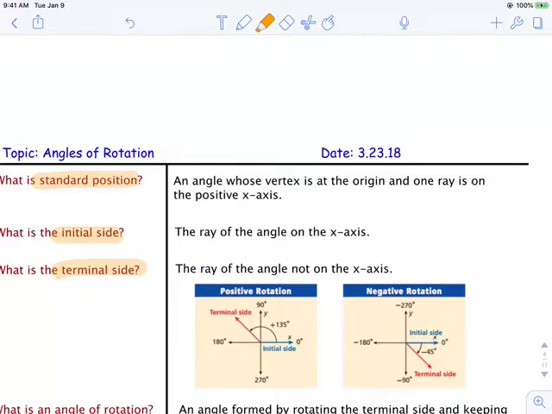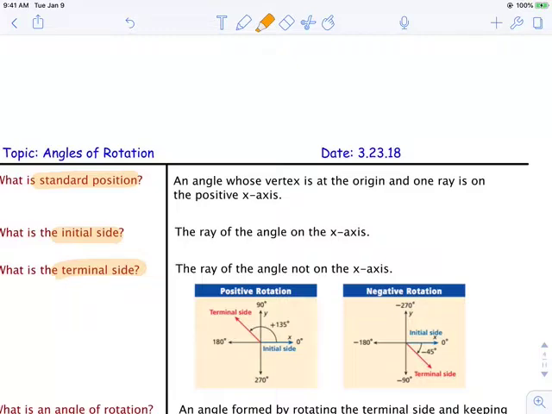Alright, so standard position, that means you're starting at 0 degrees. You're starting at the x-axis. Then you take this arrow, this is a vector, you take that vector and you rotate it counterclockwise. If you rotate it counterclockwise, then that means you're going positive direction. If you rotate it clockwise, then that means you are going negative rotation. Right? Where you start is called the initial side. Okay? Where you end up is going to be the terminal side, right?